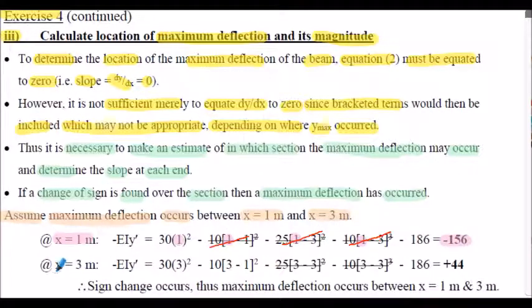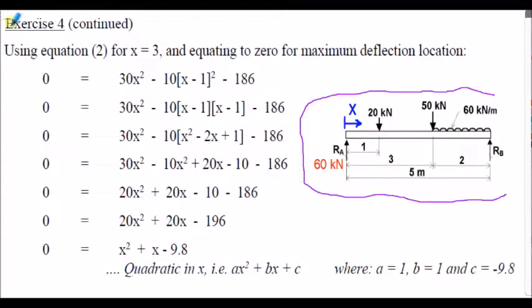If I now put the value of x equal to 3, which we estimated from above, into the equation, wherever I see an x, I now put the 3 into the equation. Again, ignoring square brackets where the value inside is 0, I can evaluate that slope equation, and that becomes positive 44. As we have a change in sign of the values from the slope equation, we must have a 0 slope within that section. Therefore, we must have a maximum deflection. So the sign change occurs, thus the maximum deflection occurs between x equal to 1 meter and x equal to 3 meters.